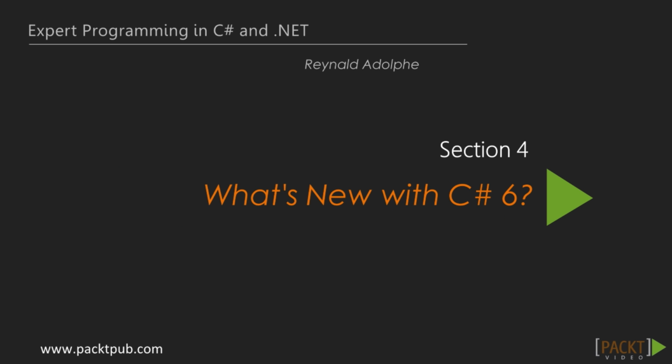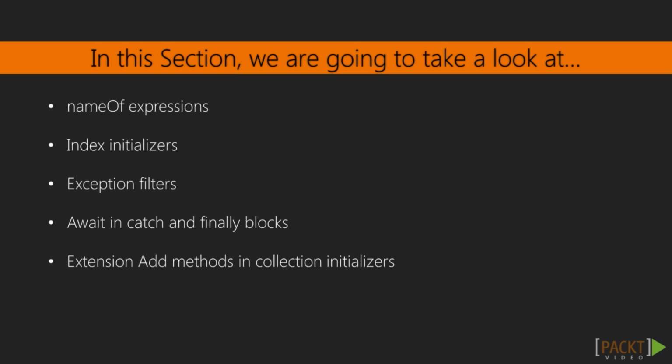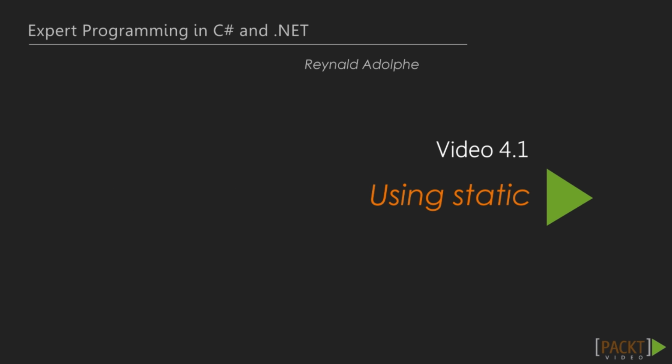Hey everybody, welcome to section 4, where we are going to be exploring the new features that have been introduced in C# 6. Some of the features that we're going to be reviewing include the new using static clause, expression-bodied function members, auto-property initializers, null conditional operators, string interpolation, nameof expressions, index initializers, exception filters, await in catch and finally blocks, and lastly, how extension Add methods work in collection initializers.